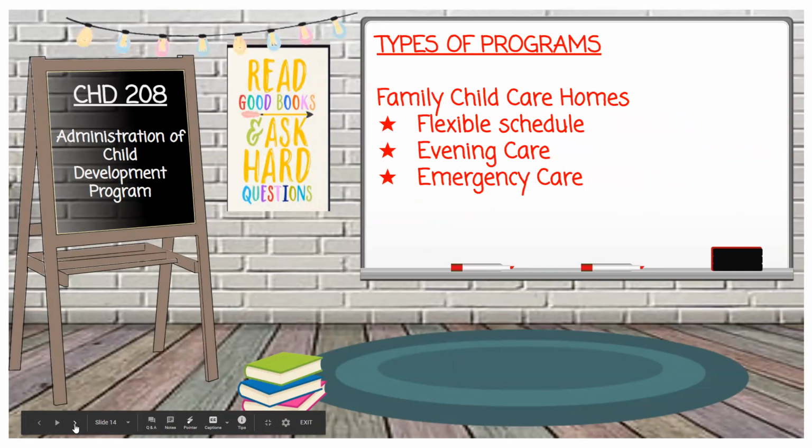The last one is a family child care home. These are kind of reminiscent of an extended family where a small group of children are actually being cared for in the home of the child care provider. Lots of people like this because of the small setting. It's a flexible schedule. They may keep your children on into the evening, and if there's an emergency, they might take care of your children as well. So that is a lot of reasons why families may choose that.